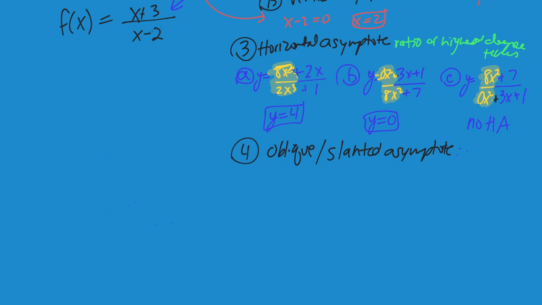That is if the degree of numerator is 1 higher than denominator. What do you mean? If you had a function where you had x to the 4th plus 5x plus 7, and on the denominator, your highest degree term was x to the 3rd. Okay, it doesn't matter what coefficients are.